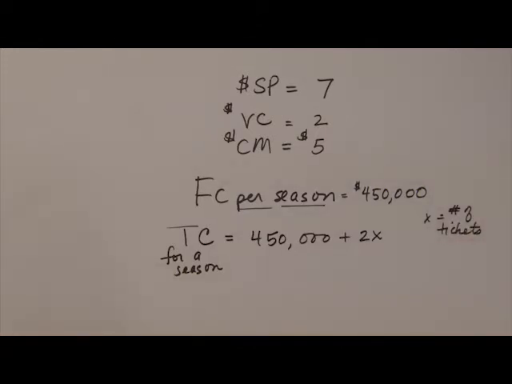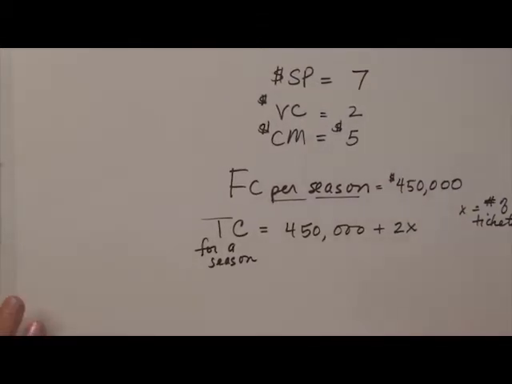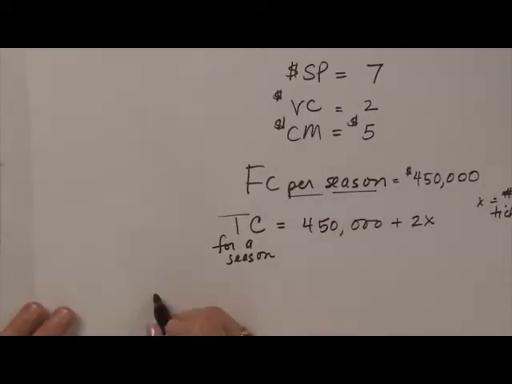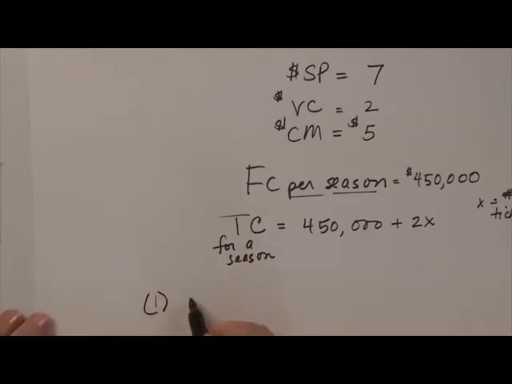Now let's talk about what we will do with this information. I'll be working 7 different short problems with you, and we will number these as we go, but these represent the types of issues or types of analysis we can do in terms of CVP or break-even analysis. So number 1, we are going to try to find the break-even point.